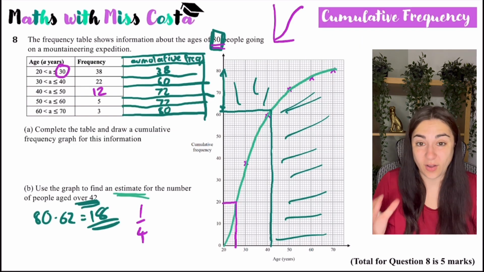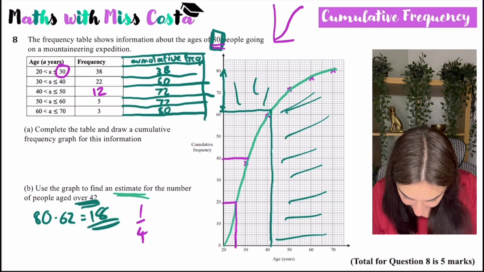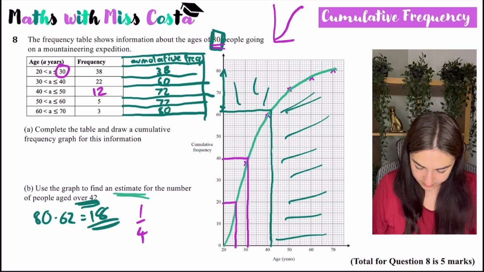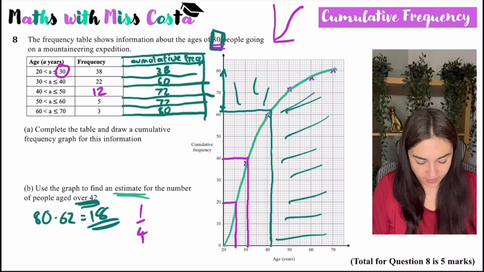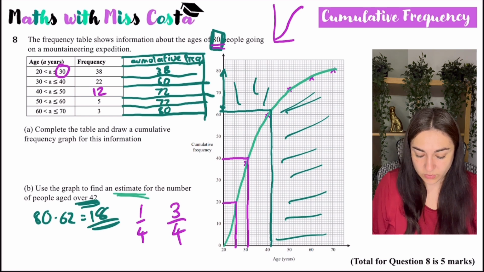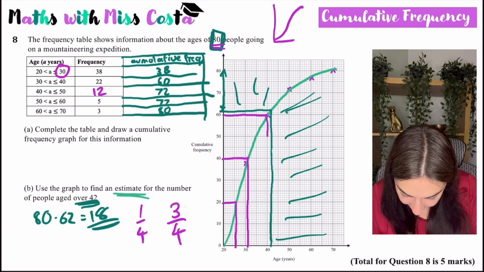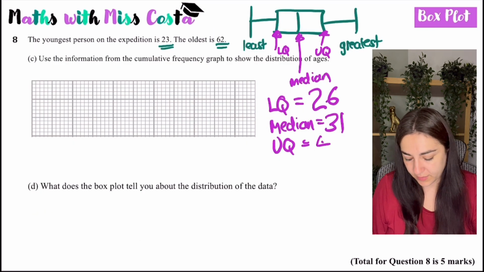The median is half of your data. So that would be 40. And I go along 40, and then down to 31. So my median is 31. And the upper quartile is 3/4 of your data. So 3/4 of 80 is 60. So I go along and then down to 40. So my upper quartile is 40.